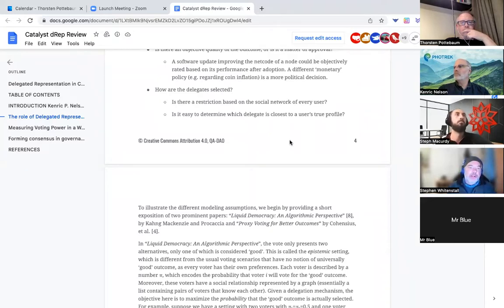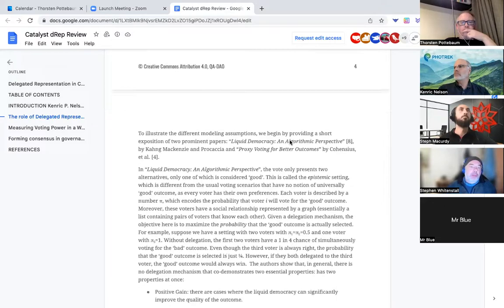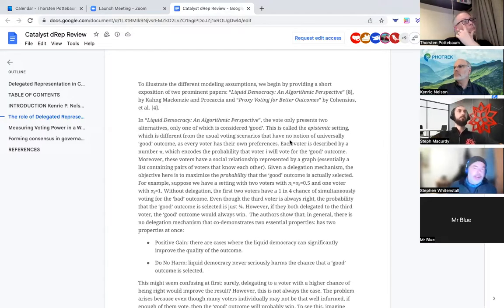He then goes on to look at the background literature on liquid democracy, and he identifies two main papers. The first one is called Liquid Democracy, a Logarithmic Perspective, which looks at what I was mentioning before, which is mainly the scientific, objective type of liquid democracy, which he calls the epistemic settings. Epistemic means knowledge, so just logic. He looks at that in terms of what objectively you can get out of that, and it's like positive gain or do no harm.